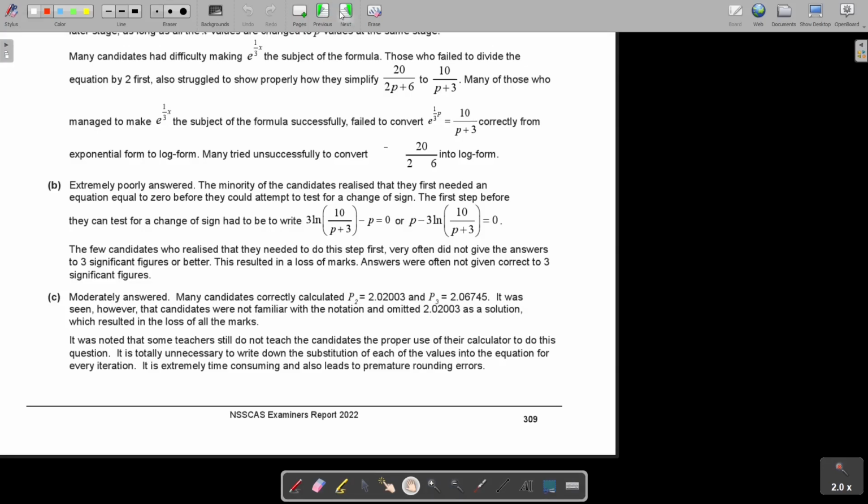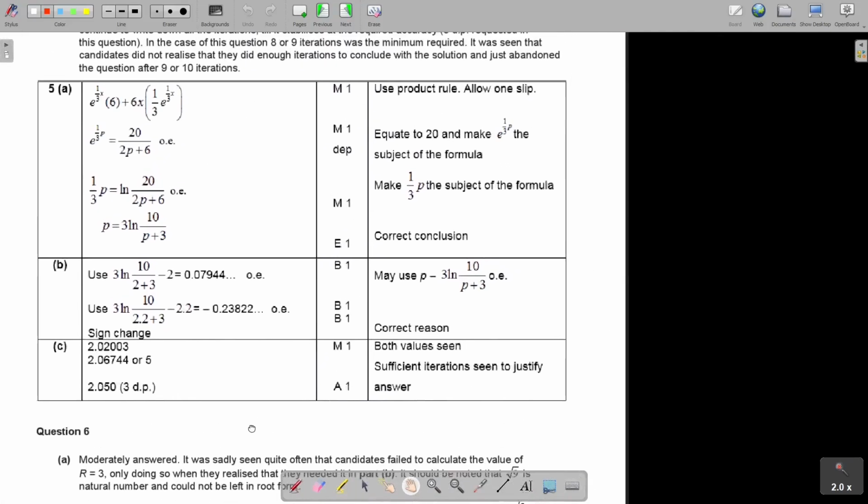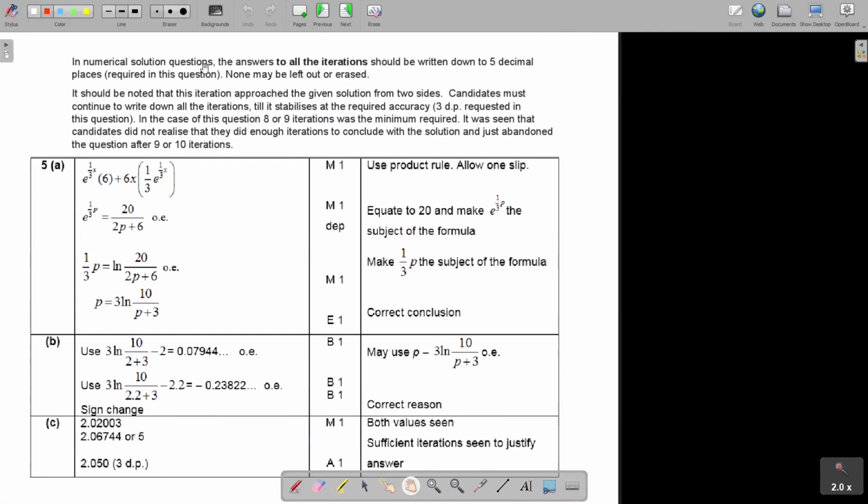And then I'm just going to show you, okay, it's almost the end. In a numerical solution question, the answers to all these iterations should be written down to 5 decimal places. None may be left out or erased. It should be noted that this iteration approached the given solution from 2 sides. Candidates must continue to write down all the iterations till it stabilizes at the required accuracy of 3 decimal places requested in this question. In the case of this question, 8 or 9 iterations was the minimum required.